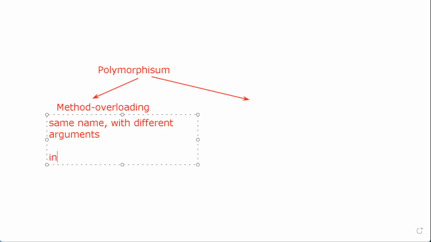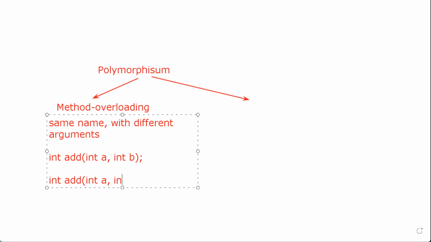Say, for example, int add(int a, int b). This will be one method, and one more method will be add(int a, int b, int c). So what is the difference? The number of arguments is different. Here it is two arguments, int a, int b. Here it is three. Or it can also be a different argument list, the number of arguments or the data type could be different.